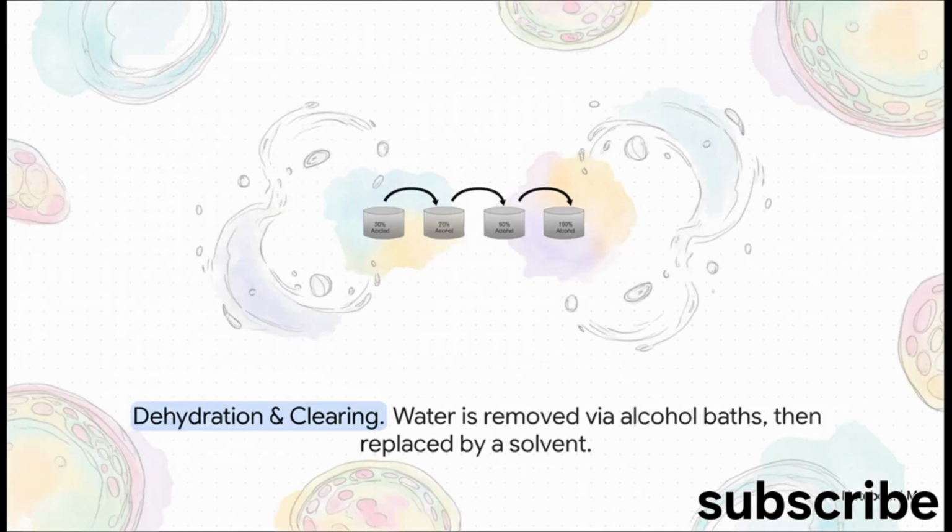Next, you've got to get all the water out. That's called dehydration. The tissue is passed through a series of alcohol baths, which gently replaces all the water. Right after that comes clearing, where the alcohol is swapped out for a different solvent. This step is super important because this new solvent is what will allow our next ingredient, wax, to get into every little nook and cranny.